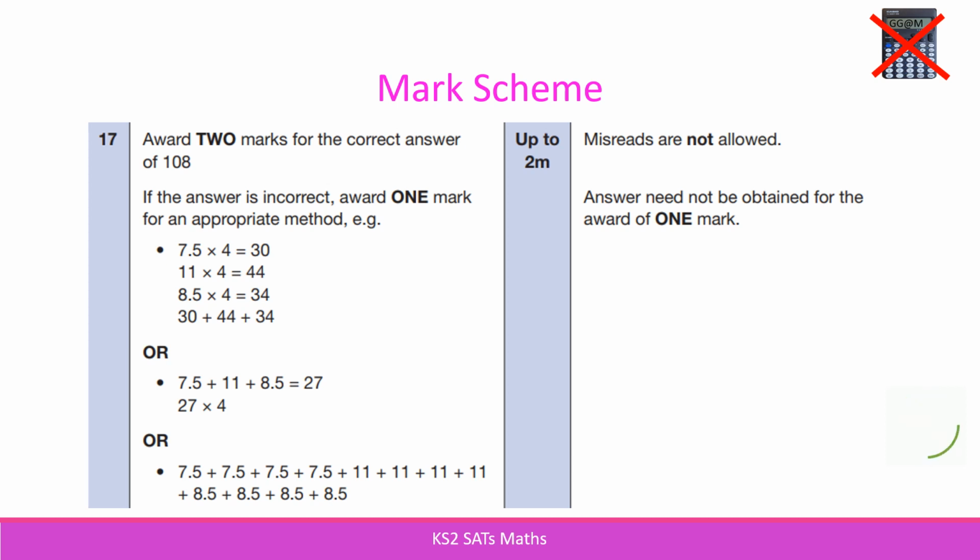The mark scheme on this question shows lots of different methods. The method I used was this first method here, multiplying each of the sides by 4, then adding them together. Or you could have added up all the different sides together first, and then multiplied that answer by 4, which will give you the same. Or you could have just done it by adding all these values together. All of these are a valid method. Showing any of these methods will give you 1 mark. Getting the correct answer of 108 will give you the second mark. So 2M means 2 method marks, and it says 2 marks here.